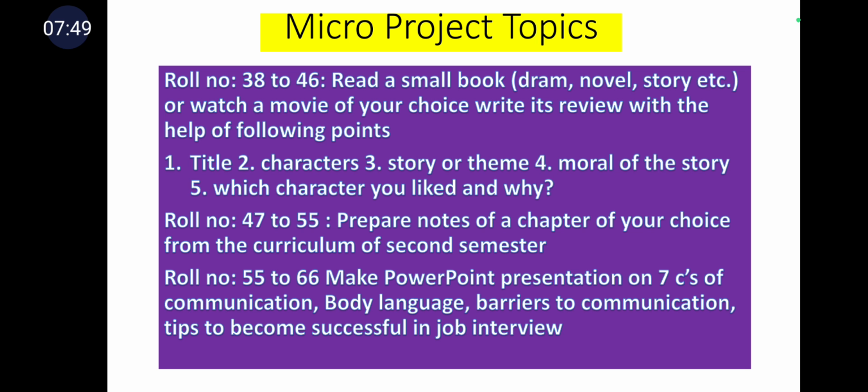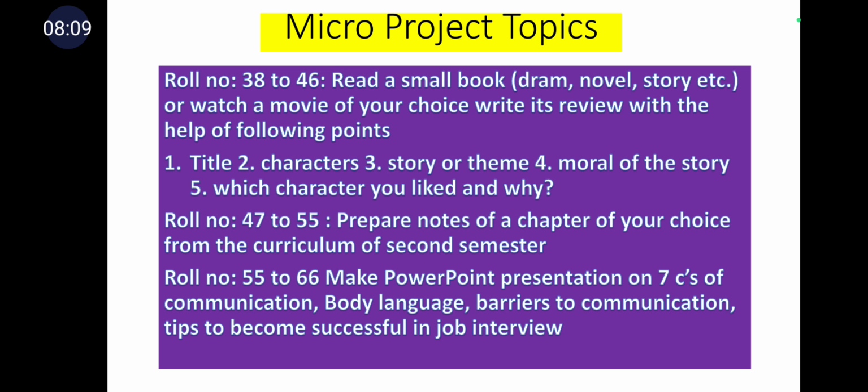Then roll number 55 to 66. Make PowerPoint presentation on 7 C's of communication, body language, barriers to communication, tips to become successful in job interview. So you have to take only one aspect. It may be 7 C's, it may be body language, it may be barriers to communication, it may be tips to become successful. You have to prepare the PPTs.